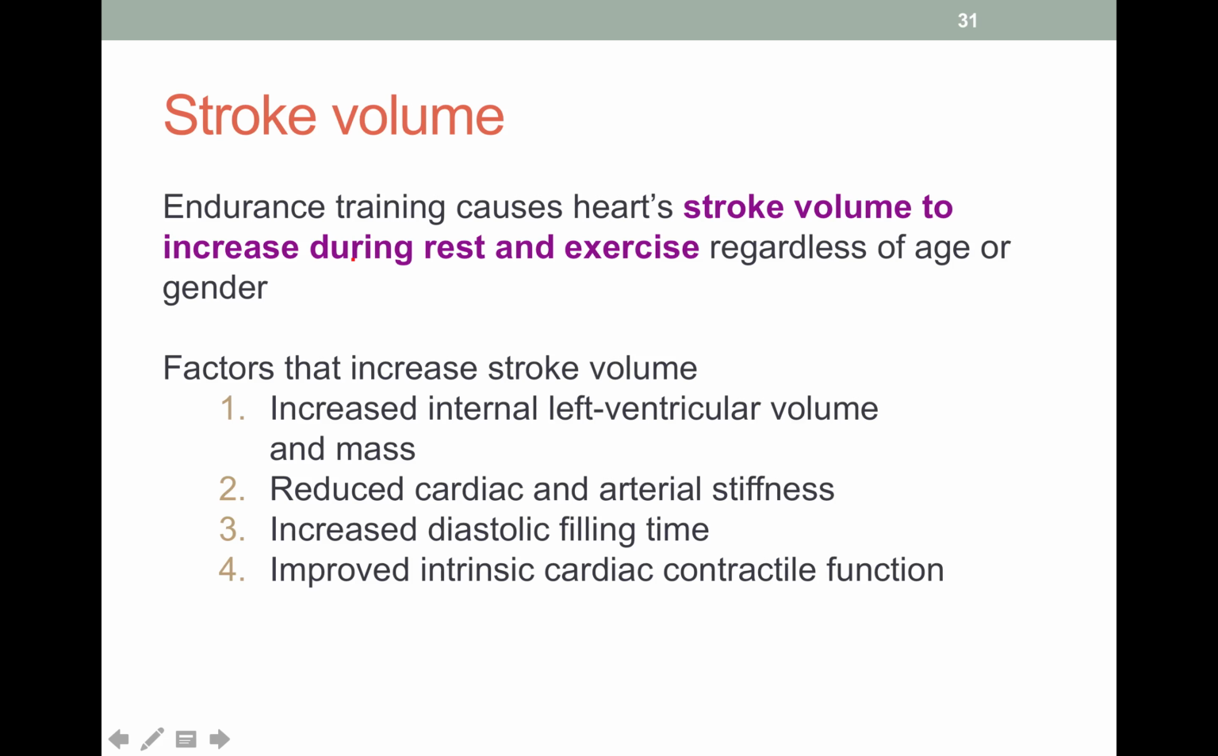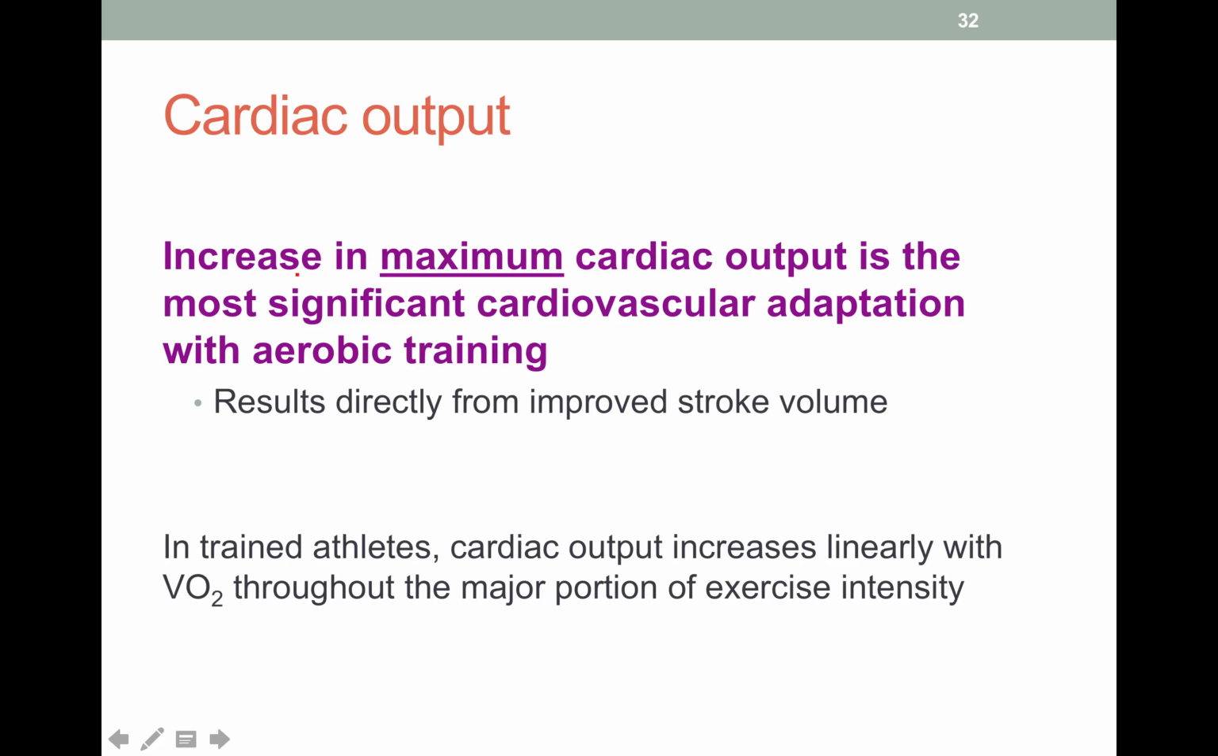Cardiac and arterial stiffness decreases. This is going to relate to increased compliance, so this tissue can expand and contract more. Then there's increased diastolic filling time. As heart rate decreased, remember, the diastolic filling time increased. We had more time between beats to fill the heart up with blood. And we see that the cardiac tissue undergoes some adaptations to produce more forceful contractions. So taken together, we have an increased stroke volume.